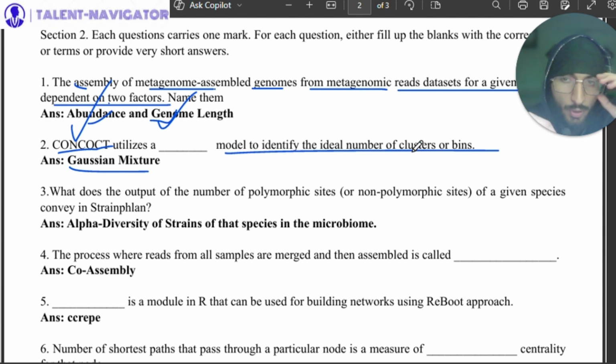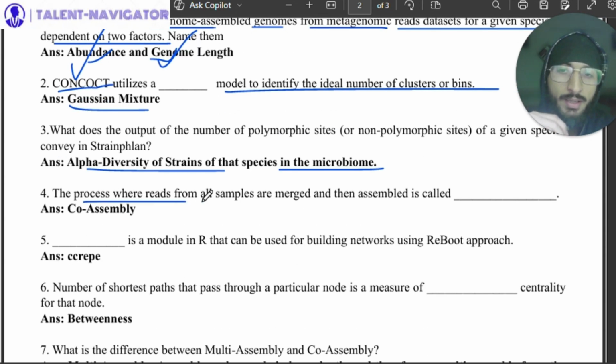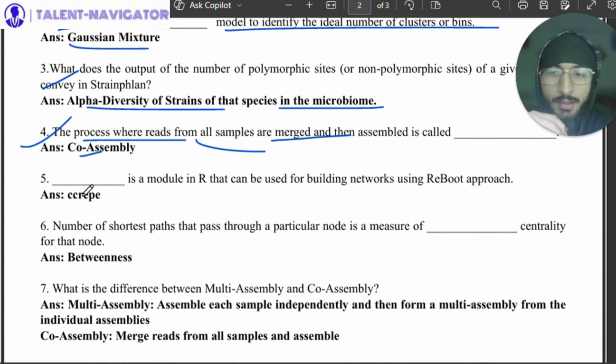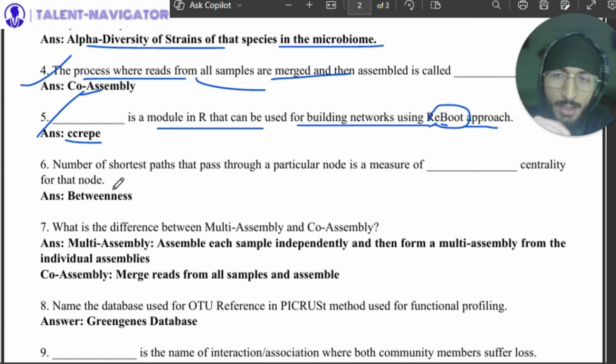Moving on, what does the output of the number of polymorphic sites or non-polymorphic sites of a given species convey in StrainPhlAn? That is alpha diversity of strains of that species in the microbiome. Moving on, the process where reads from all samples are merged and then assembled is called co-assembly. Right. SpiecEasi is a module in R that can be used for building networks using the ReBoot approach. That is renormalization, permutation, bootstrapping. The number of shortest paths that pass through a particular node is a measure of the betweenness centrality for that node.